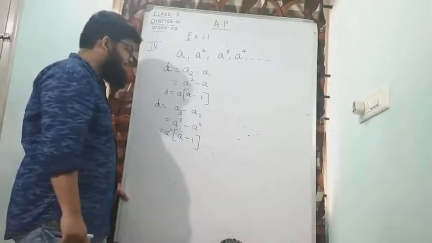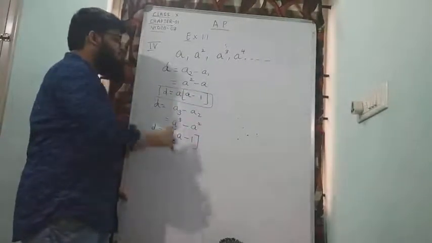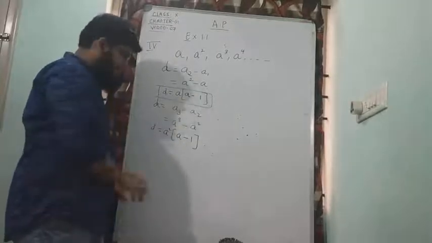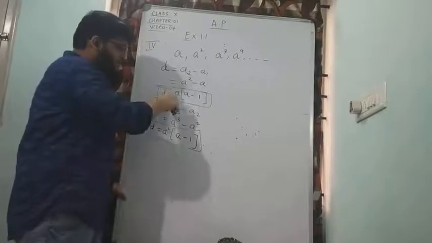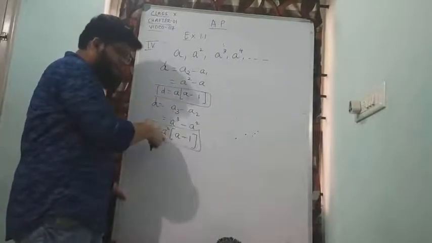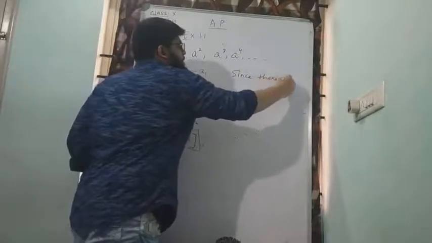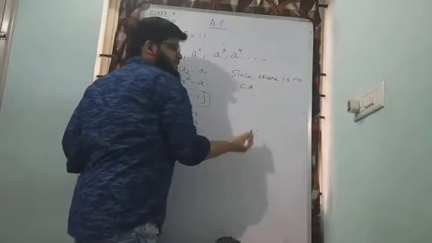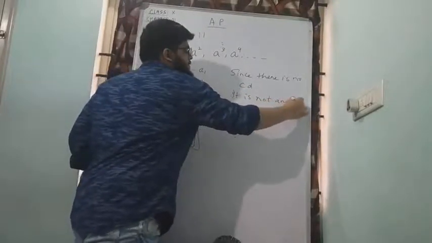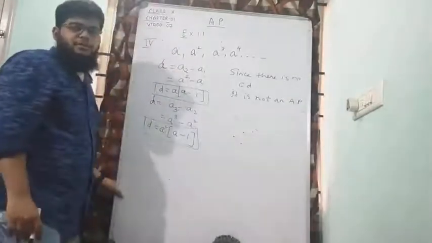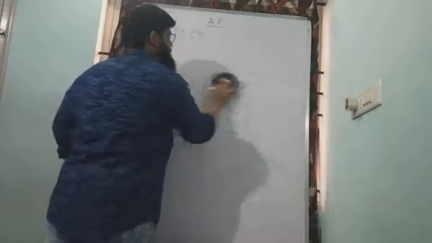So let me compare the values of D in both the cases. In case number 1, I got it as A into A minus 1. In case number 2, I get it as A square into A minus 1. Therefore, these two are different because I've got A here, I've got A square here. So the conclusion will be, since there is no common difference, it is not an AP. I hope you have understood this. Let me go with the next question.